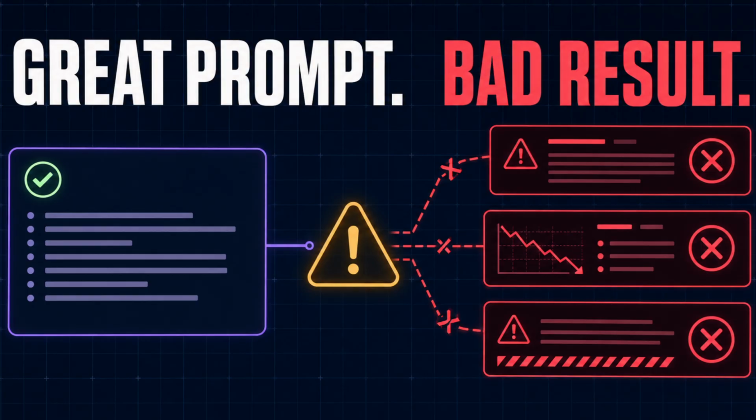A prompt is not an operating system. You can write a really good prompt and still get a bad result. The AI might use the wrong information. It might change more than you expected. It might even skip an important test. Or it might take an action before you have approved it. The prompt may look perfect, but the system around the prompt is weak.